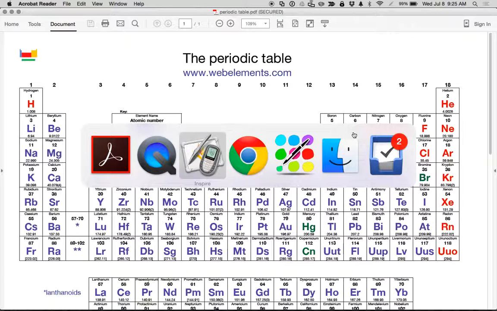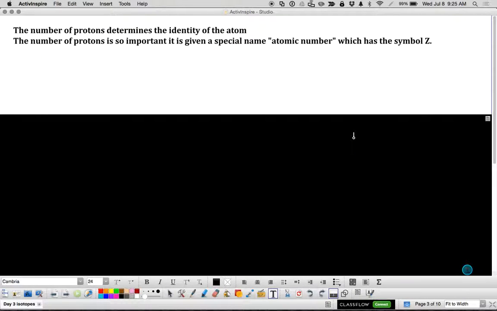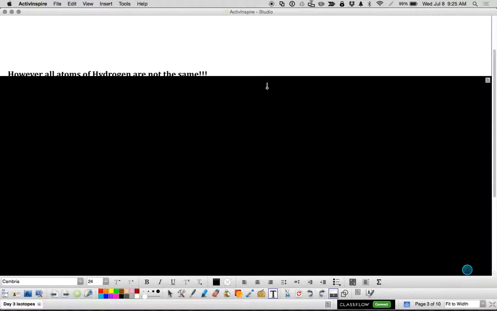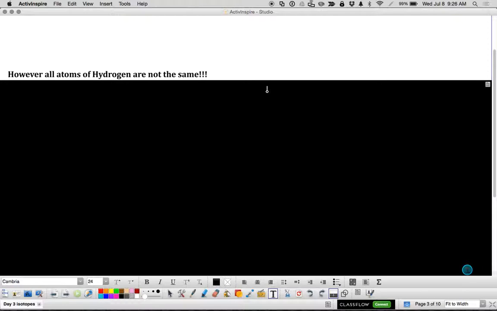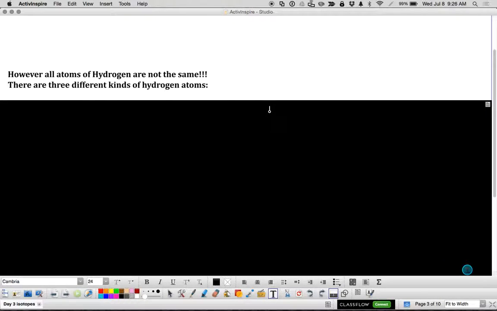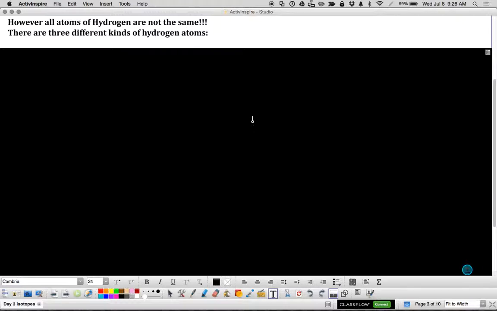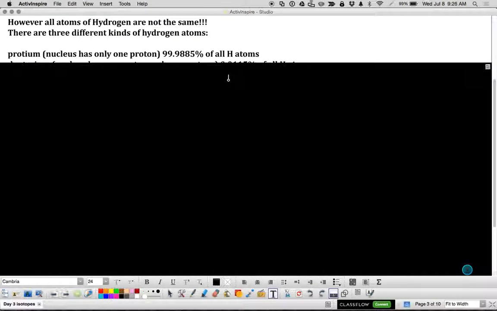So, atomic number, very important. Hydrogen has the atomic number 1. However, all atoms of hydrogen are not the same. What? They all have 1 proton. Well, let's talk about that. There are actually 3 different kinds of hydrogen atoms, and we're going to use hydrogen as a model system to talk about what's going on. Let me run through this and I'll come back.